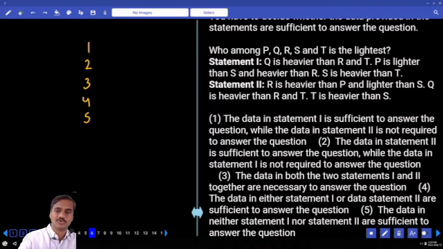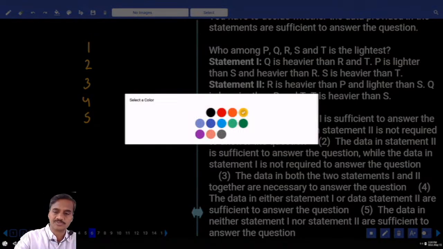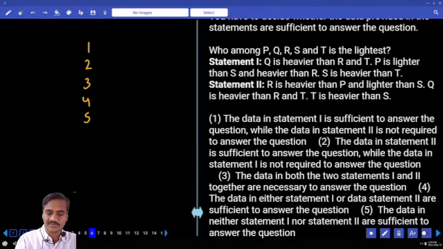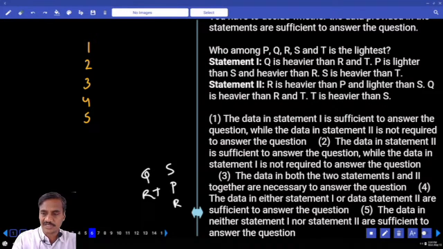And among these 5 people, who is the lightest? That means we need to identify the person who is coming at the 5th position, that is the last position. Q is heavier than both these two persons R and T. And P is lighter than S and heavier than R. And S is heavier than T. Now if S is heavier than T, then S is heavier than T, P and R.